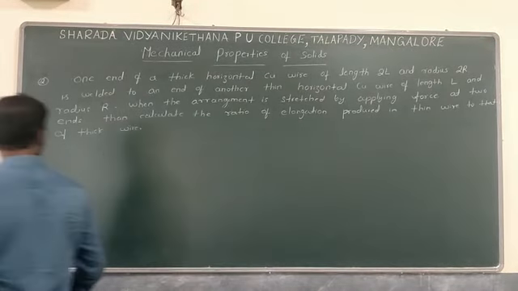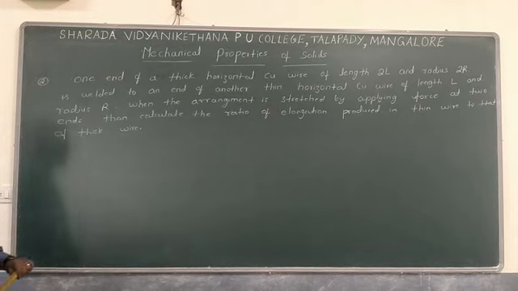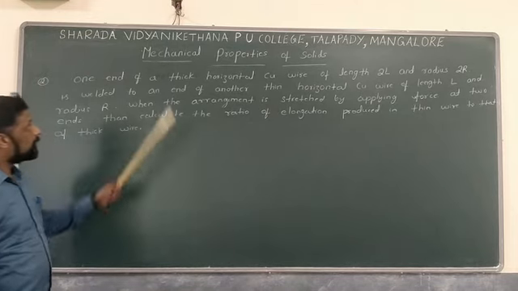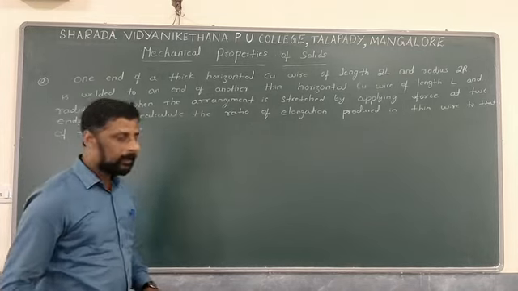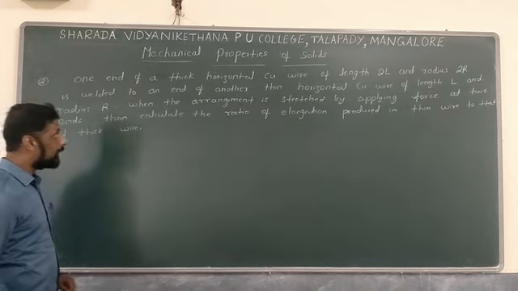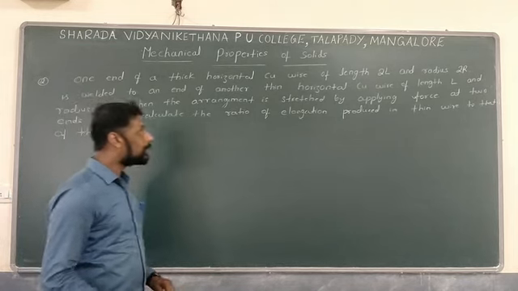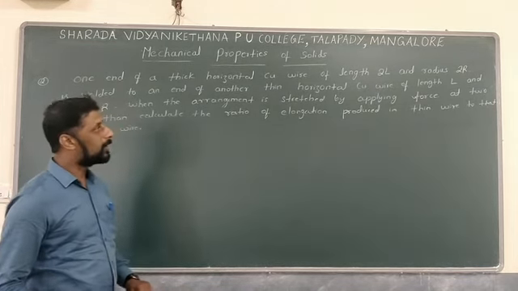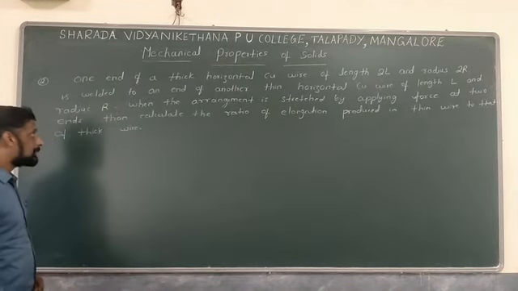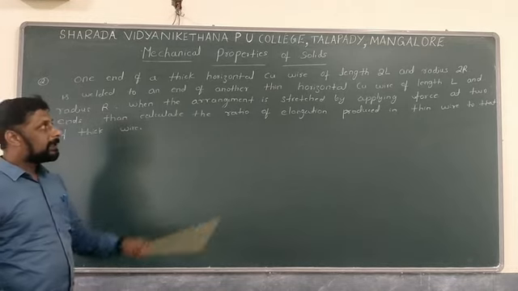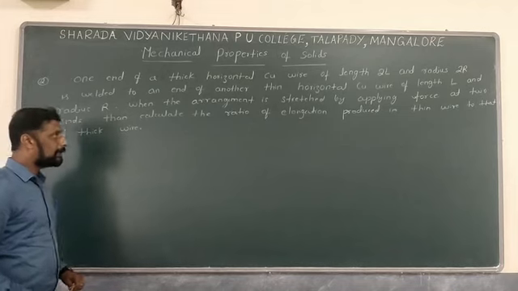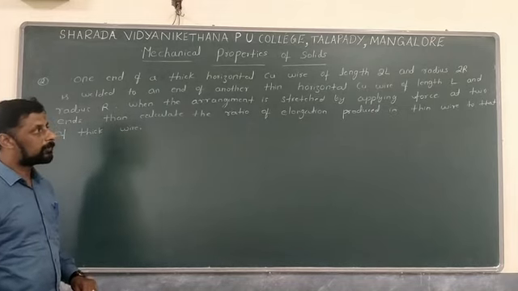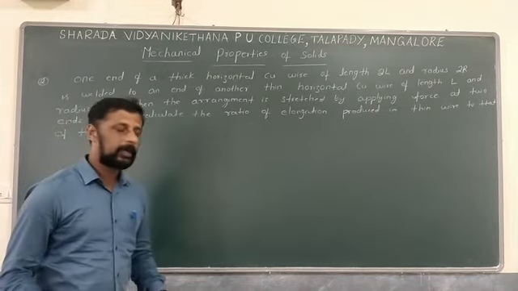Students, next problem. One end of a thick horizontal copper wire of length 2L and radius 2R is welded to one end of another thin horizontal copper wire of length L and radius R. When the arrangement is stretched by applying force at the two ends, calculate the ratio of elongation produced in the thin wire to that of the thick wire.